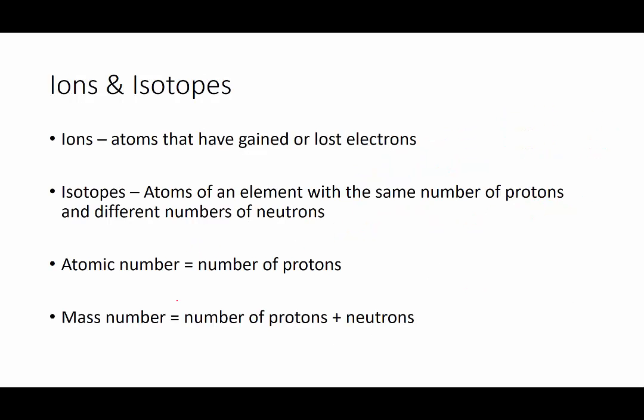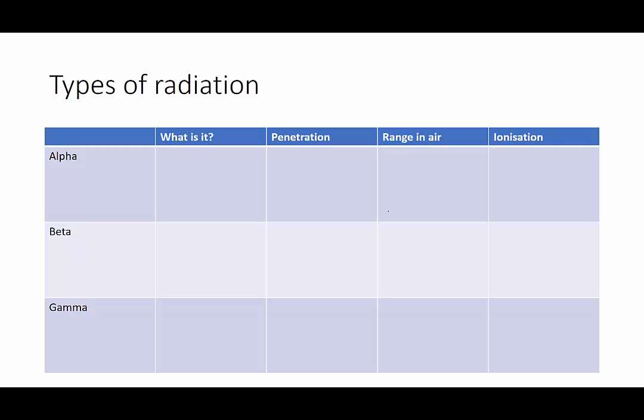You need to know 2 key definitions here. Ions are atoms that have gained or lost electrons, and isotopes are elements with the same number of protons and different numbers of neutrons. Memorize those definitions. The atomic number is the smaller number on the periodic table. That tells us how many protons there are. The mass number is the bigger number, which is the number of protons plus neutrons added together. So if you want to work out the number of neutrons, you do the big number minus the small number. For the number of electrons, it's usually the same as the number of protons unless it's charged.